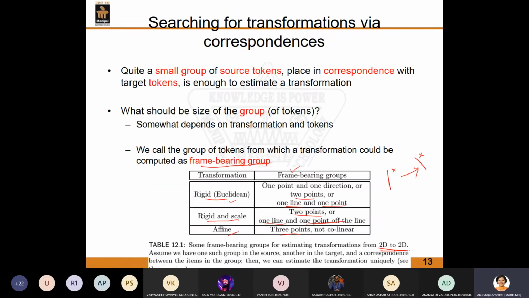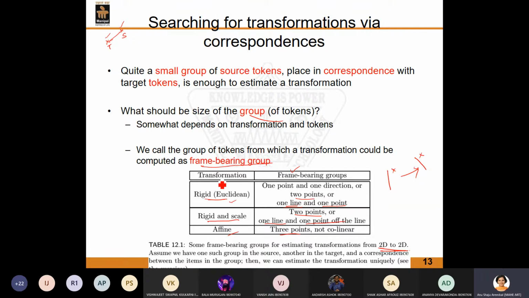And what we saw is, apart from this approach, in ICP there is a point-to-point correspondence. If you have a point from the target and a point from the source, you assume the closest distance between these two points, and it's a one-to-one, point-to-point correspondence. Now there are many cases where, just as we saw in the previous example, you may not have exactly a one-to-one correspondence. So sometimes, rather than going for a point-to-point correspondence, it may be better to go for a group of tokens, and we can call these a frame-bearing group.